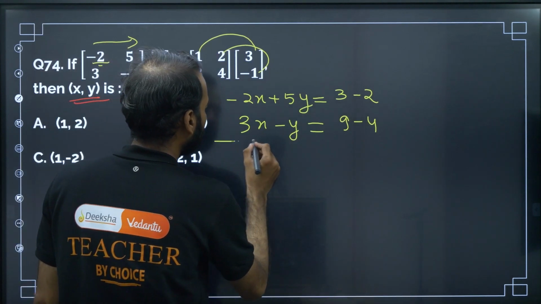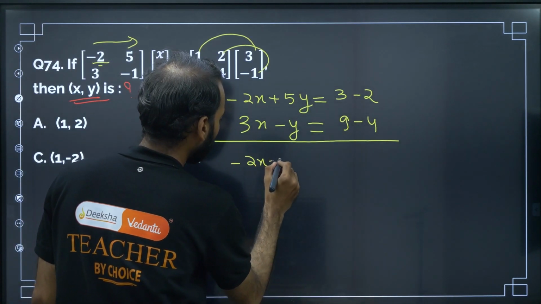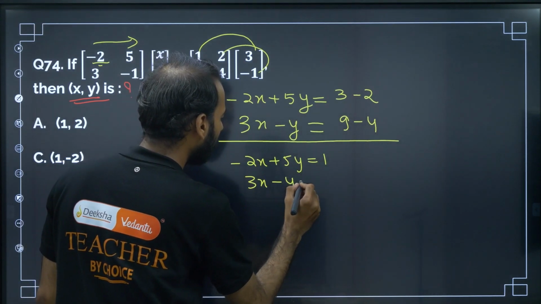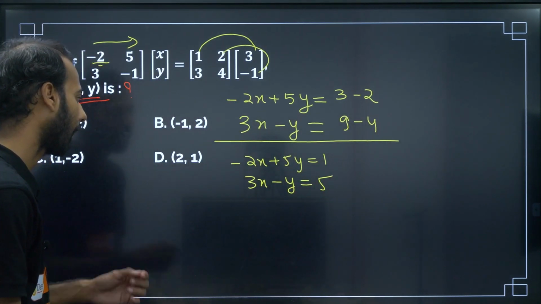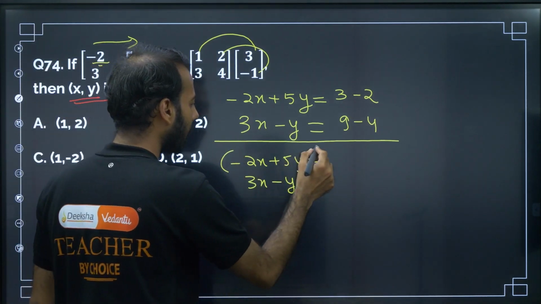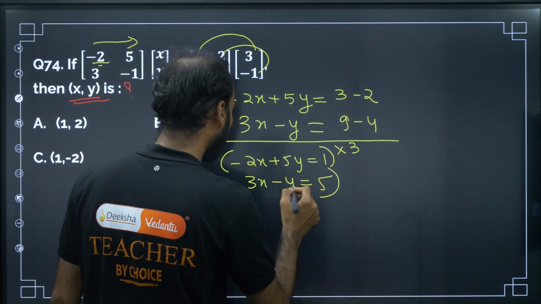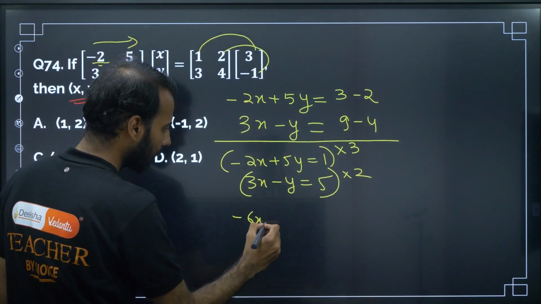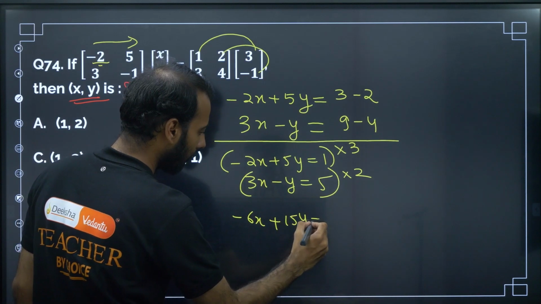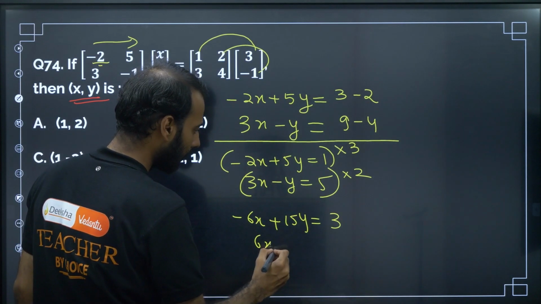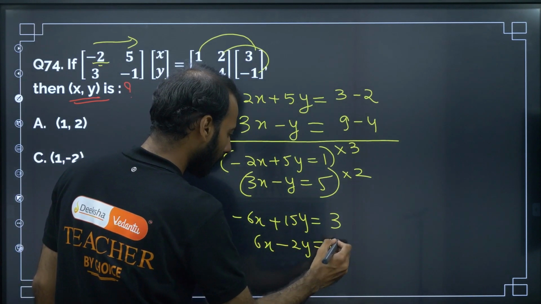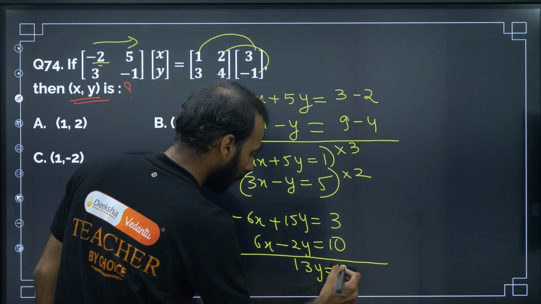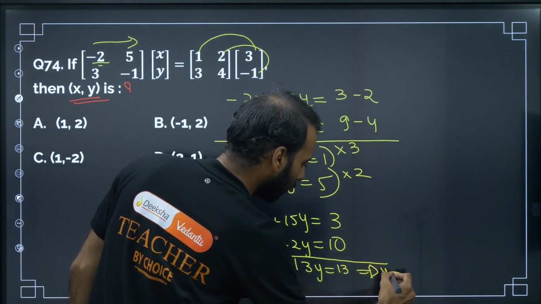So negative 2x plus 5y is equal to 1, and 3x minus y is equal to 5. Now how to solve this? Already in 10th standard they might have taught you. Multiply the first by 3 and the second by 2: negative 6x plus 15y is equal to 3, and 6x minus 2y is equal to 10. Next, let me add this: 13y is equal to 13, which implies y is equal to 1.